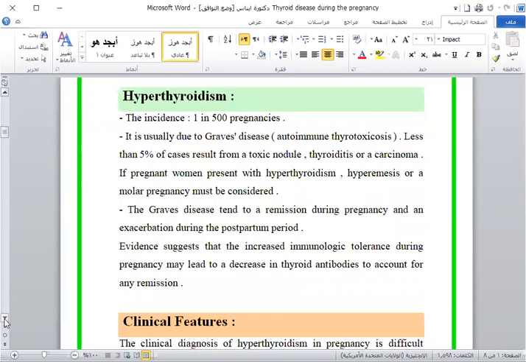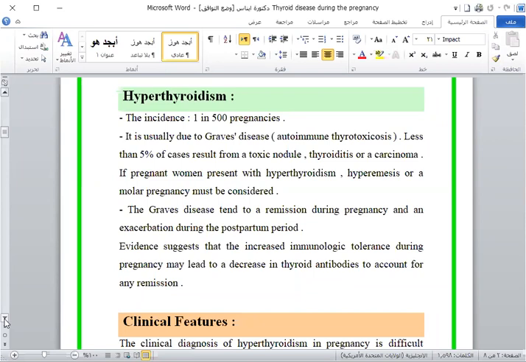What about hyperthyroidism? راح نdiscuss in this lecture hypo and hyperthyroidism in pregnancy، وشنو اللي effect of pregnancy on thyroid and the opposite effect of thyroid disease on the pregnancy outcome. About hyperthyroidism, the incidence is 1 in 500 pregnancies. It is usually due to Graves disease, or autoimmune thyrotoxicosis. Less than 5% of cases result from a toxic nodule, thyroiditis or carcinoma.